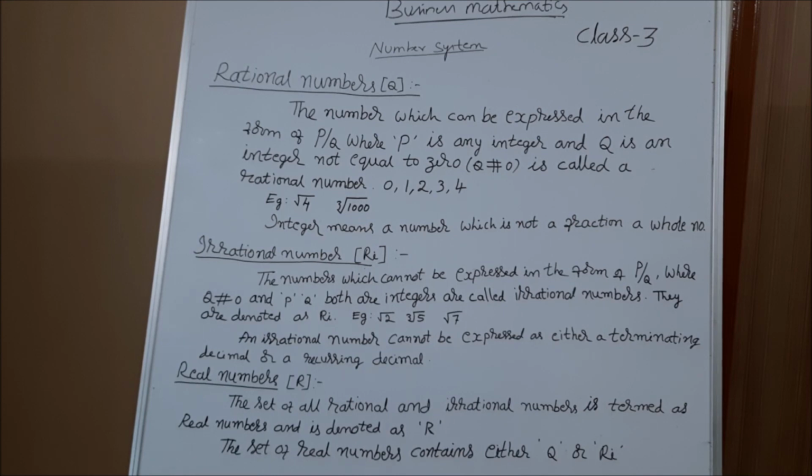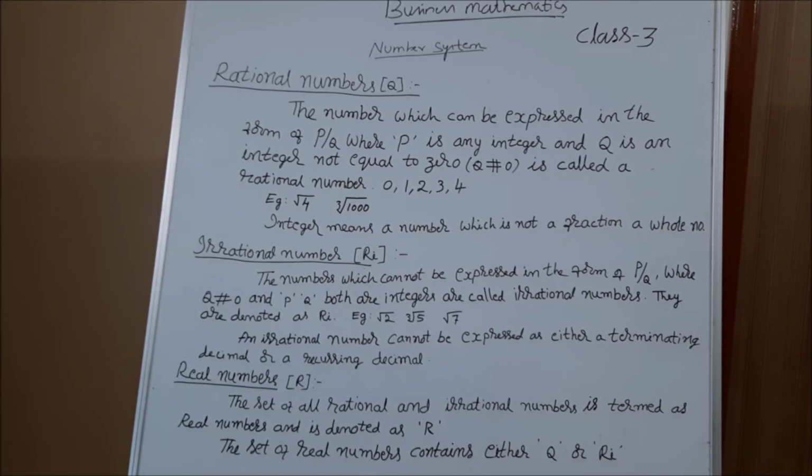Next, irrational numbers, which are denoted as capital R and small I. The numbers which cannot be expressed in the form of P bar Q, where Q does not equal 0 and P and Q are both integers, are called irrational numbers. Examples are the square root of 2, the cube root of 5, the square root of 7.